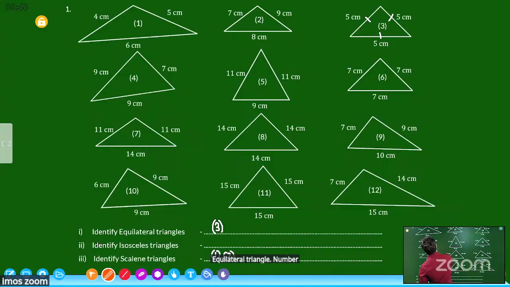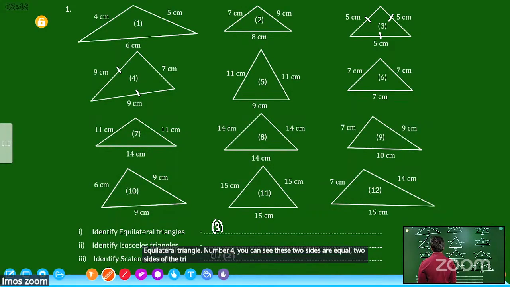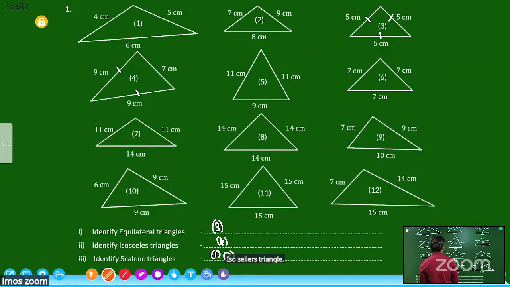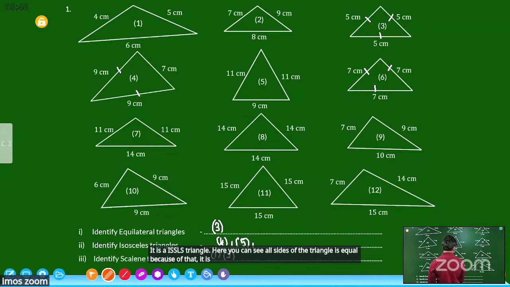Number 4, you can see these two sides are equal. Two sides of the triangle are equal. Because of that, it is an isosceles triangle. Number 5, here you can see two sides of the triangle are equal, 11 and 11. Because of that, it is an isosceles triangle. Number 6, here you can see all sides of the triangle are equal. Because of that, it is an equilateral triangle.